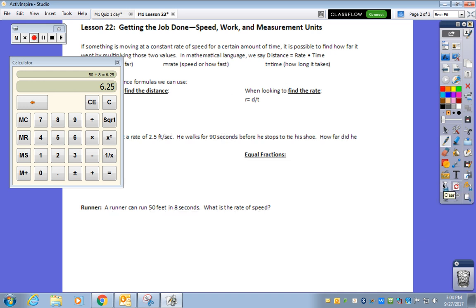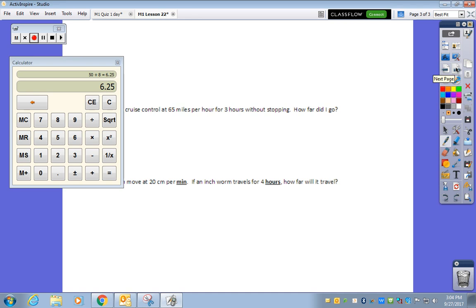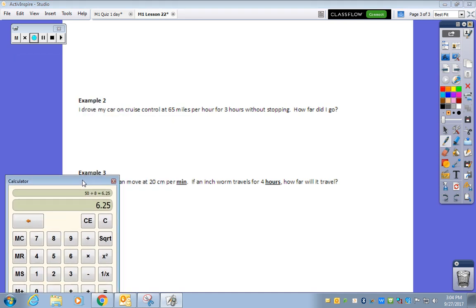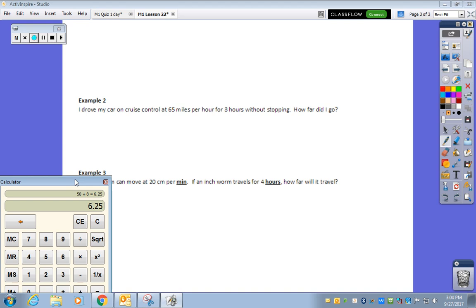Let's just look at a couple more examples. So example 2 says I drove my car on cruise control at 65 miles per hour. So 65 miles per hour, we see that word per. That's telling us that this is how fast they're going, or their rate of speed, for 3 hours without stopping. 3 hours is a time. And we're looking to see how far. So again, this is distance. We're looking to find how far they went.